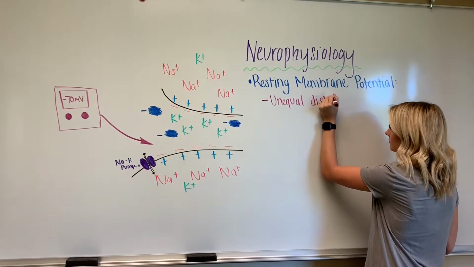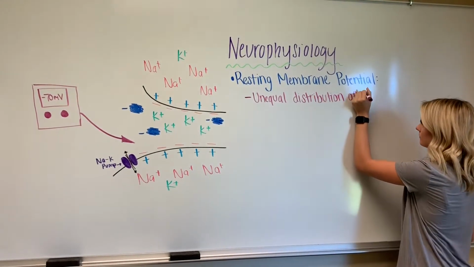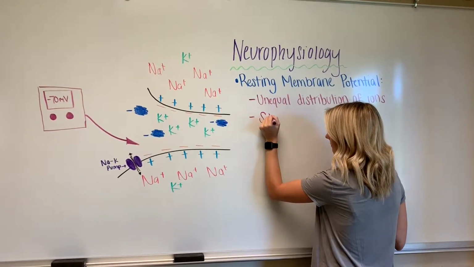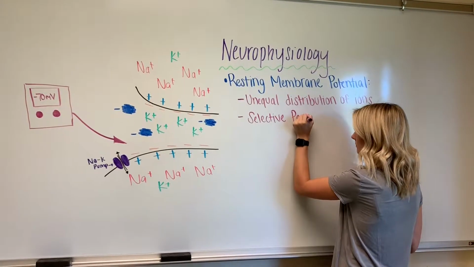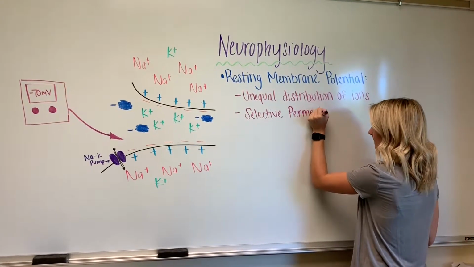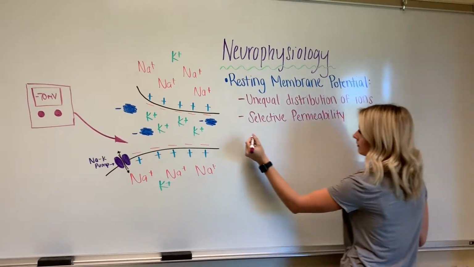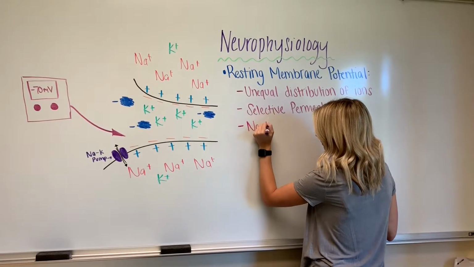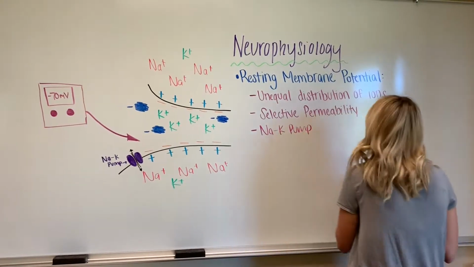Resting membrane potential is broken down into three different characteristics, the first being unequal distribution of ions across the plasma membrane. Next is the selective permeability of the plasma membrane. This includes keeping sodium out and potassium in. Lastly, we have the sodium-potassium pump, which keeps the sodium and the potassium at unequal distribution and uses ATP to pump 3 sodium outside of the membrane and 2 potassium inside.